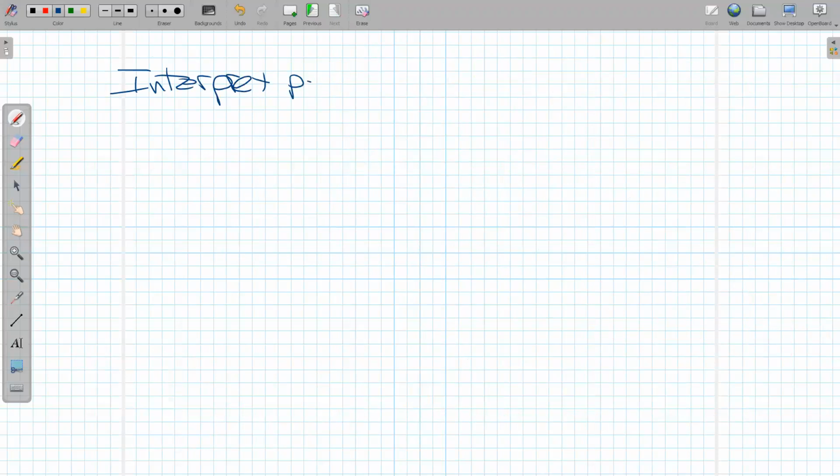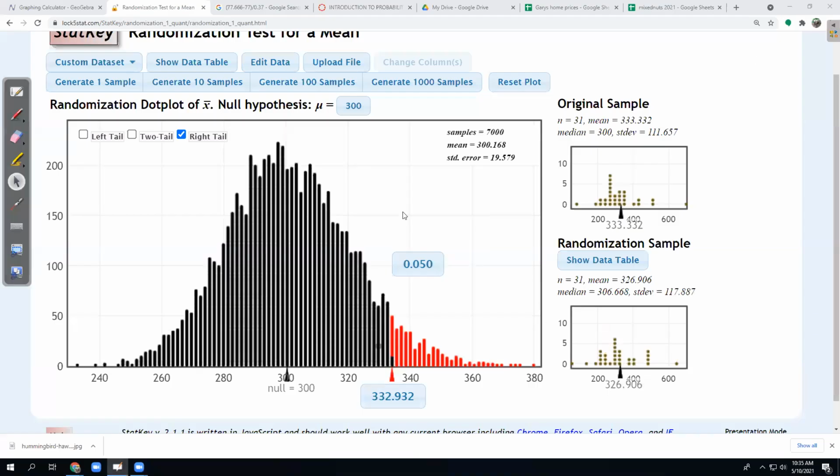Interpret p-value. So remember, how did we get our p-value? This is kind of where we got it, and that determines how we interpret it. We took this sample data and our null hypothesis. We used the sample data to generate new samples of size 31 that were averaging around 300,000.